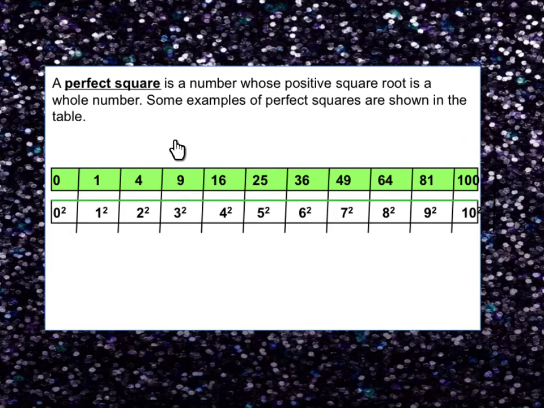This is a review from chapter 1. I got this table from chapter 1, and I wanted to review perfect squares with you because for a difference of two squares, you'll have to identify which numbers are perfect squares.